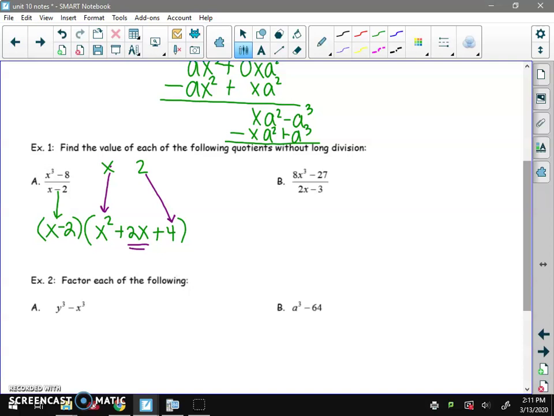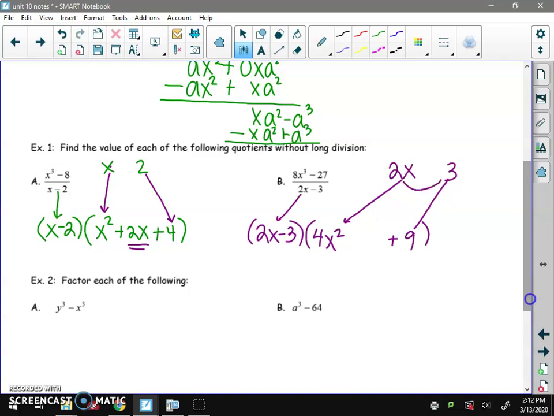It's a little bit more difficult because you've got a coefficient. The first thing you take the cubed root of, though, is 8x cubed. The cubed root of that is 2x. And the cubed root of 27 is 3. So 2x minus 3. Whatever you're dividing by goes in front. Now, inside, you square the first term. When you square that, you get 4x squared. You square the last term, plus 9. And to get the 2 in the middle, you multiply those two. So that would be a plus 6x.